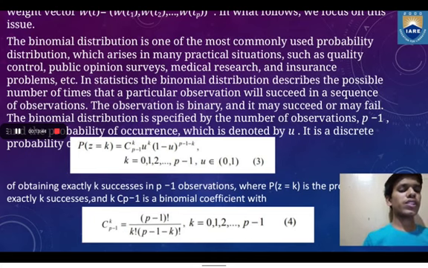Here it is similar to nCx, where n equals p minus 1 and x equals k, the probability of success is denoted by u and the probability of failure is denoted by 1 minus u, where k has the values 0 to p minus 1.